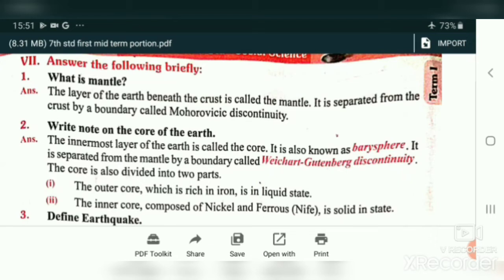Write a note on the core of the earth. The third layer. The innermost layer of the earth is called the core. It is also known as barosphere. It is separated from the mantle by a boundary called Weizsäcker-Gutenberg discontinuity. The core is also divided into 2 parts. The outer core, which is rich in iron, is in liquid state, and the inner core, composed of nickel and ferrous, is in solid state.